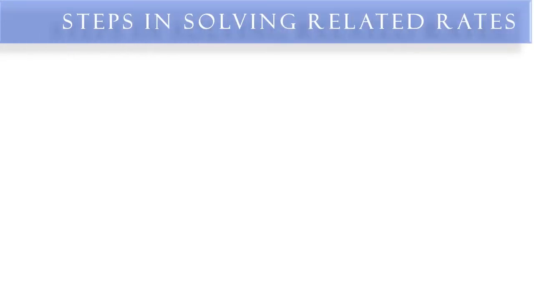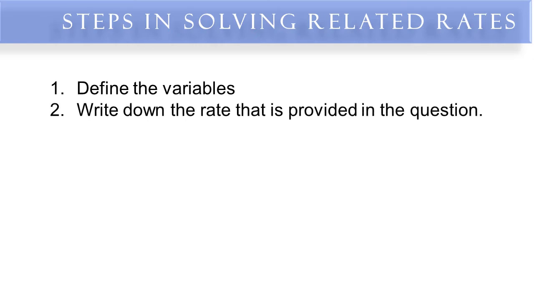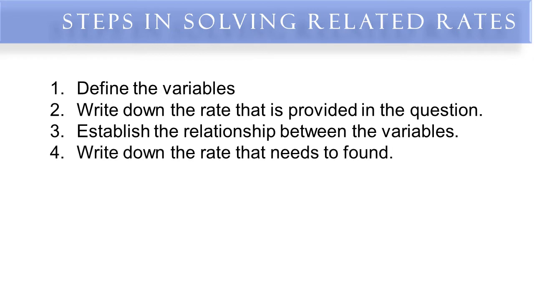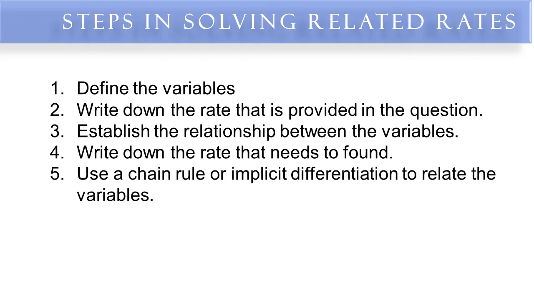Now, the steps in solving related rates. First, define the variables. Second, write down the rate that is provided in the question. Third, establish the relationship between the variables. Fourth, write down the rate that needs to be found. And lastly, use the chain rule or implicit differentiation to relate the variables.